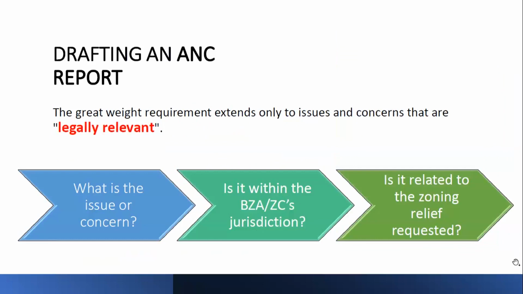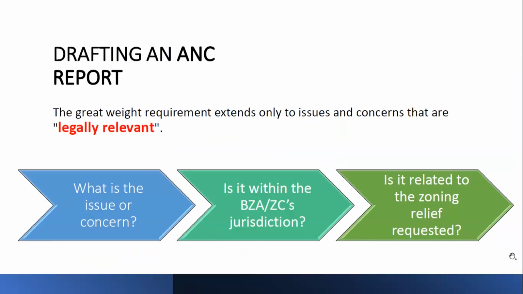So the great weight requirement extends only to the issues and concerns that are legally relevant. So what is the issue or concern? Is it within the BZA or Zoning Commission's jurisdiction? Is it related to the zoning relief requested? So those are the three questions for the ANC to ask itself when it's looking at the issues and concerns.